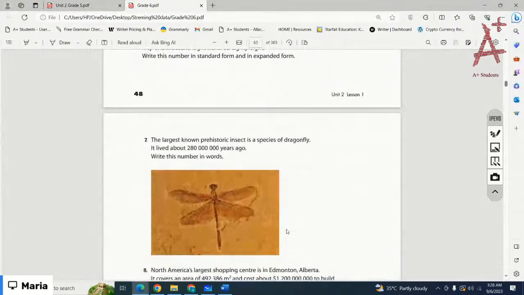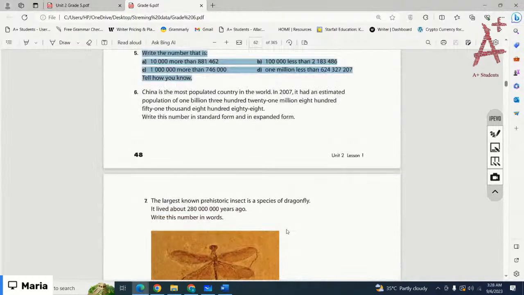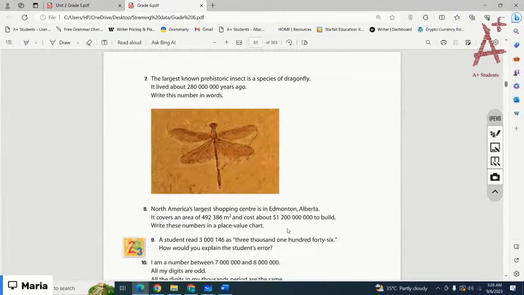I'm going to skip question number 6. You have to write the number in expanded form, right? You can do on your own. Let's just start with question number 8. Okay, sorry.